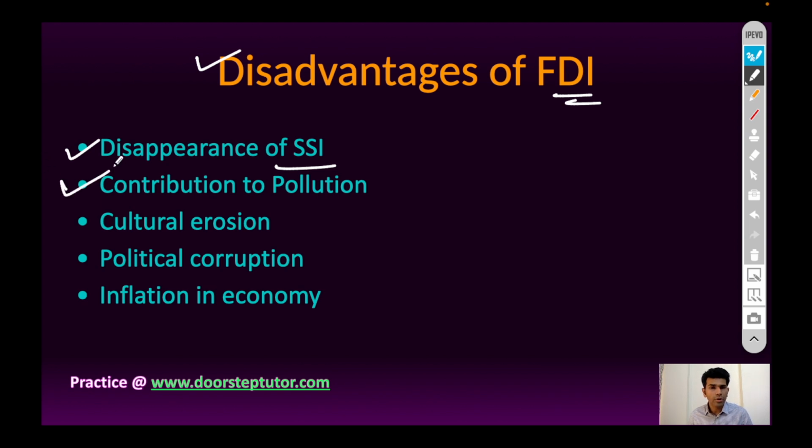Next, contribution to pollution. When more manufacturing units are set up in the domestic market, there will be more pollution, and foreign companies will start only polluting factories in the domestic market.